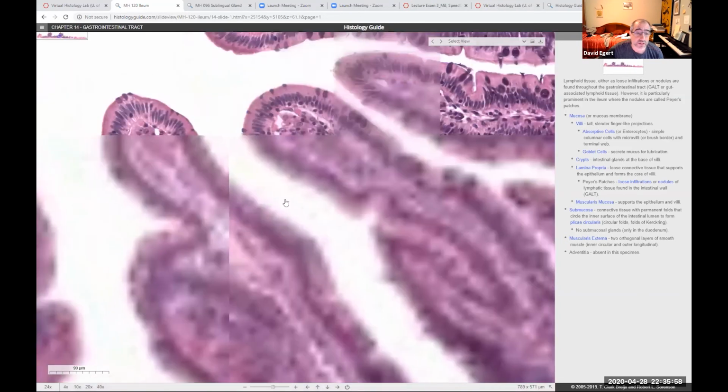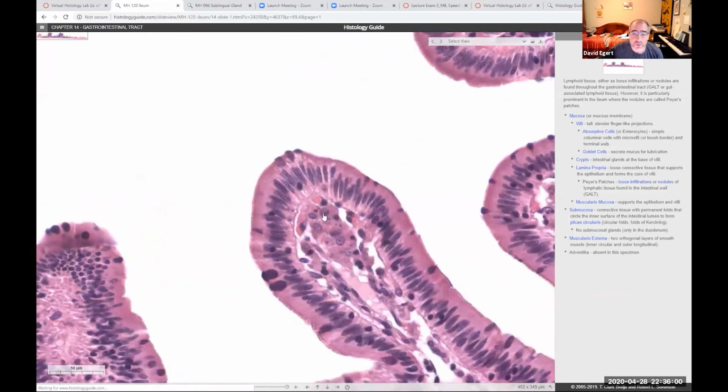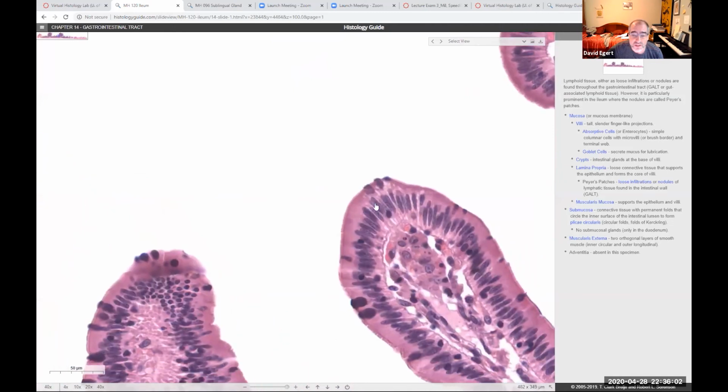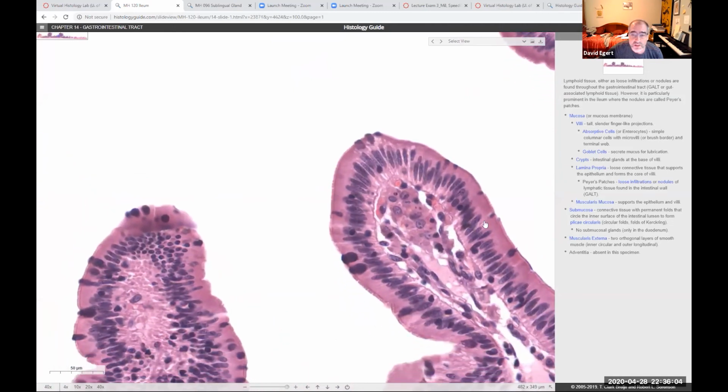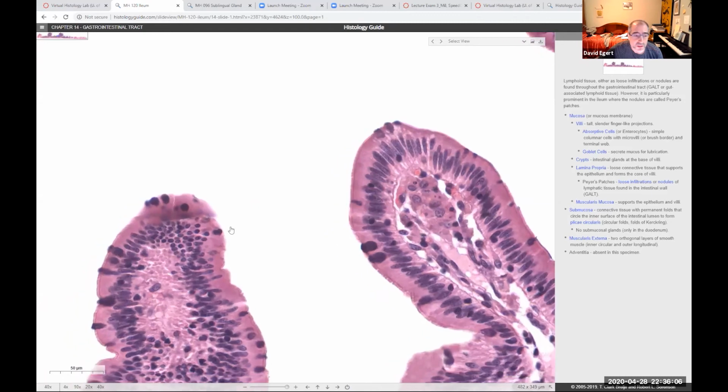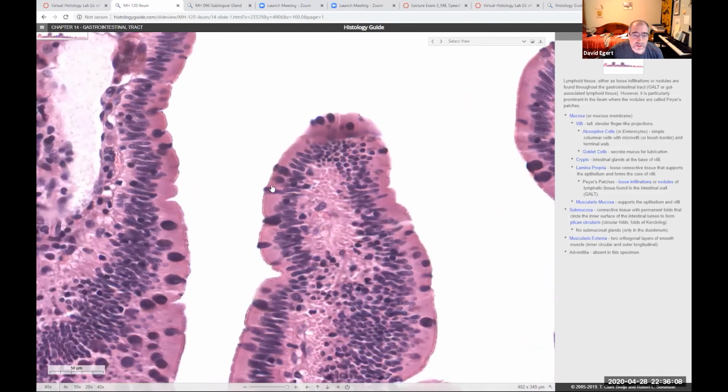And again, if we zoom in more and more, all of a sudden you see, oh my God, there's the brush border again. The actual edges of these columnar cells are kind of fuzzy looking, out of focus, because it's the microvilli for that extra layer of increasing the surface area.